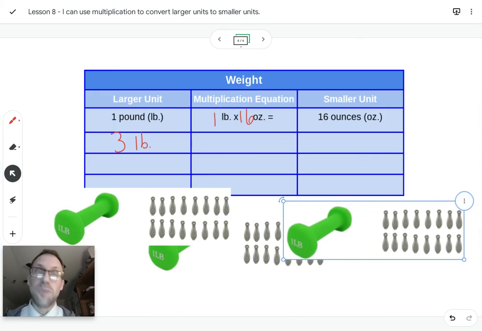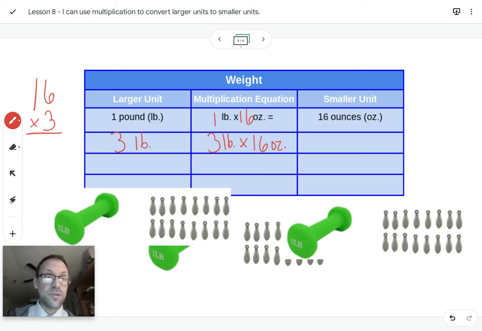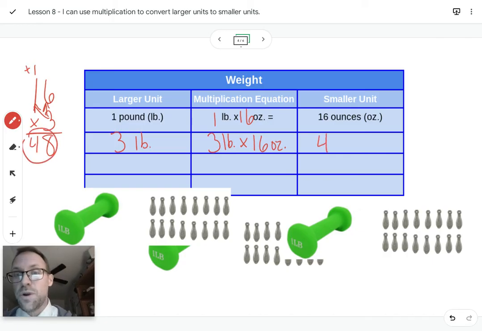So we could use multiplication. 3 pounds times 16 ounces in each pound. Well, if you don't know what 3 times 16 is, here we go. Let's use traditional method multiplication. We're going to line up our place values. We're going to multiply 3 times 6 first and get 18 and carry the 1. And 3 times 1 next is 3, plus the 1 is 4, 48. So there's 48 ounces in 3 pounds.